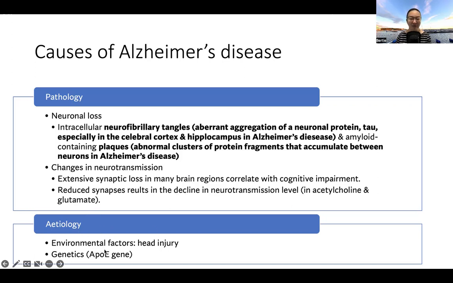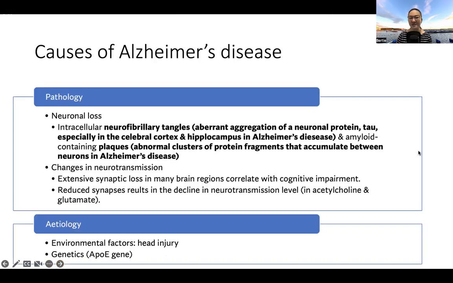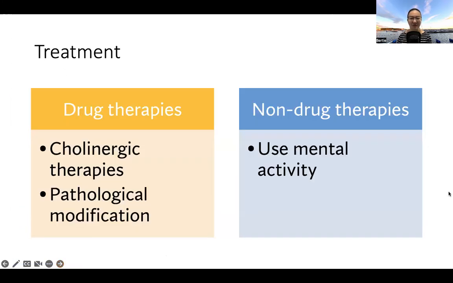Etiology: environmental factors, head injury, and genetics, the APOE gene. What are the treatments? Drug therapies, for example, cholinergic therapies and pathological modification. There are also non-drug therapies, for example, using mental activity.